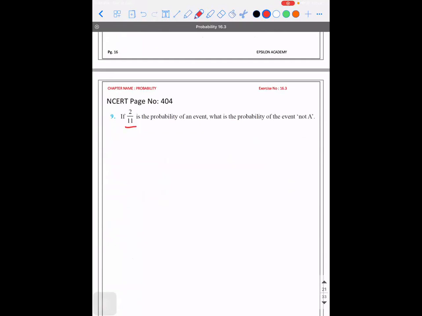This is a very, very simple problem. If 2 by 11 is the probability of an event A, what is the probability of event not A? Probability of A dash is 1 minus probability of A, which is 1 minus 2 by 11, which is 9 by 11.